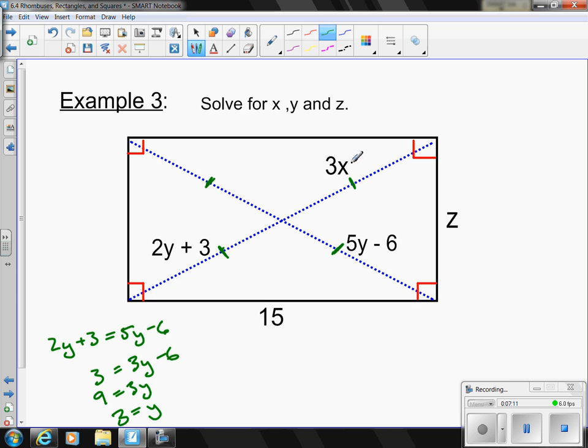And how can we use that to find x? Well, we want to figure out what this is then. So put 3 in for y. 2 times 3 is 6 plus 3. This length is 9. So this length has to be 9. So x must equal 3. 3 times 3 should be 9.